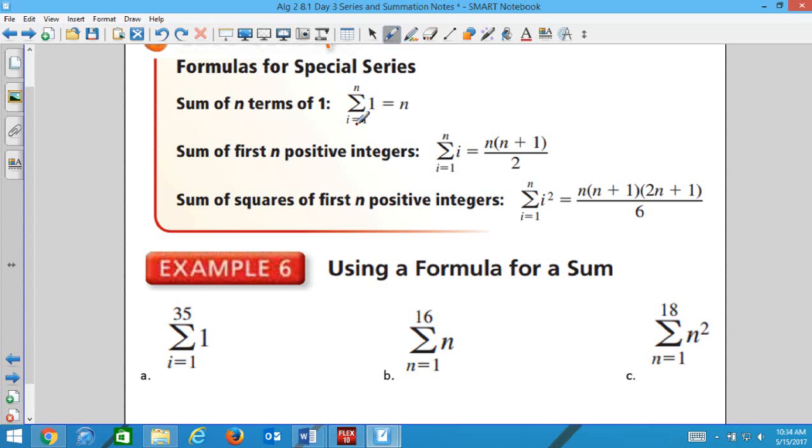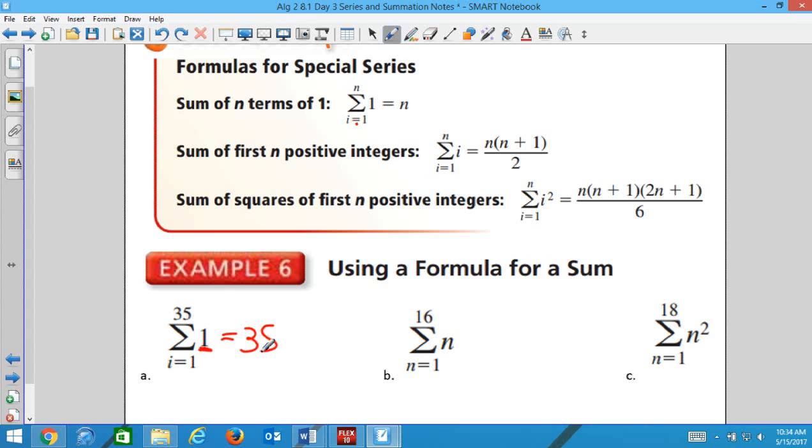The first one, you see there's a 1 right here. There's a 1 right there. The answer is going to be 35, because each term is 1, and I'm doing 1 plus 1 plus 1, 35 times. 35. B, this is saying that we're going from the first input to the 16th input, and the formula is just n.